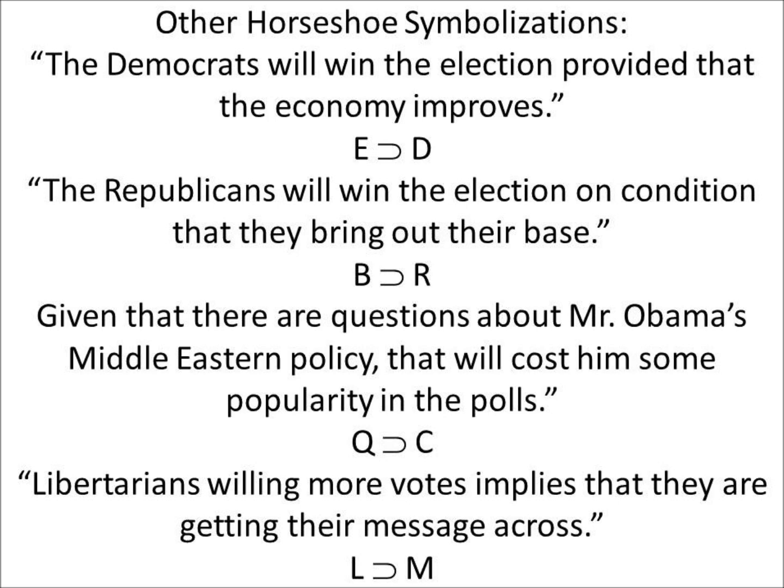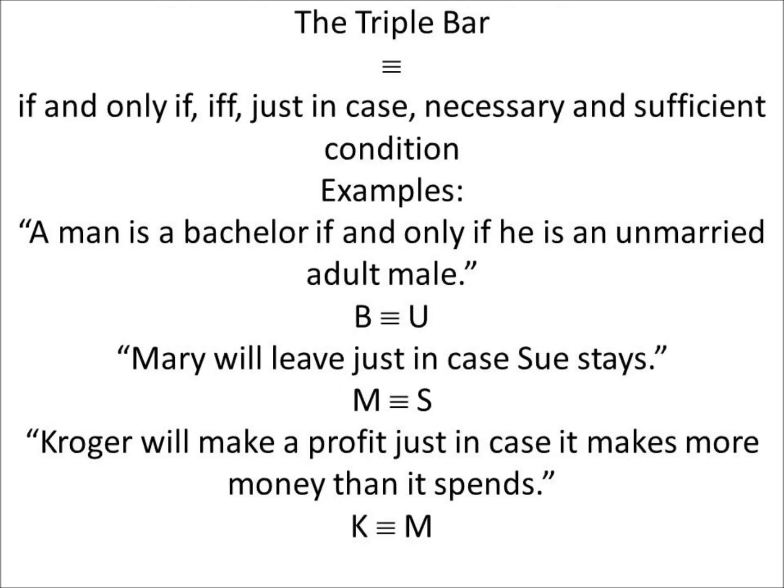The conditional, and I'm sure you're thoroughly tired of it by now, going to the triple bar. The triple bar symbolizes if and only if, IFF, which means if and only if. All right, that was not a misspelling. That is a way that, particularly in math, you might see this. Sometimes I'll use it in a logic class, but it means if and only if, just in case, or necessary and sufficient condition for. All right, the triple bar deals with necessary and sufficient conditions.